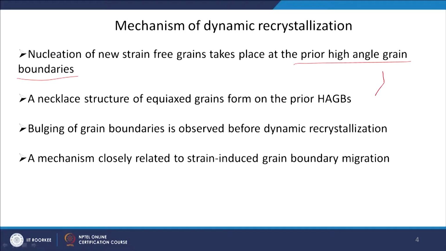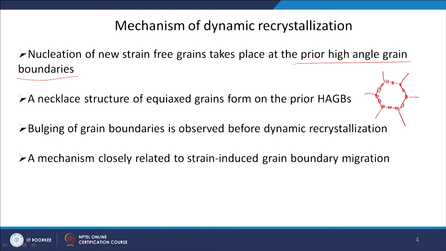If you can understand, suppose we take only an equiaxed kind of grain, something like this. If you have the nuclei at the high angle grain boundary like this, you can see that it looks like a necklace.